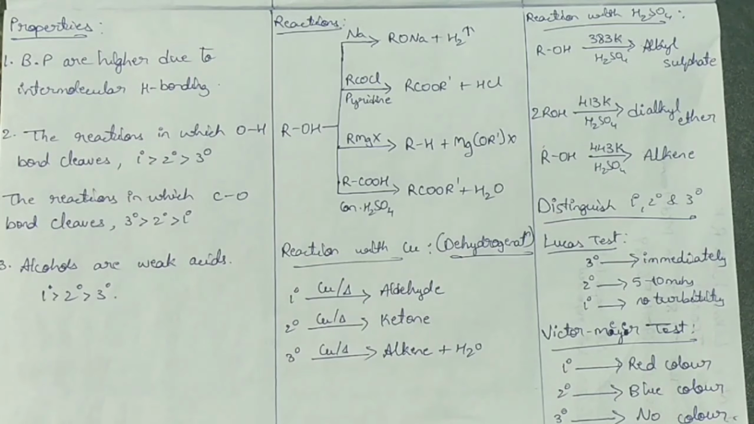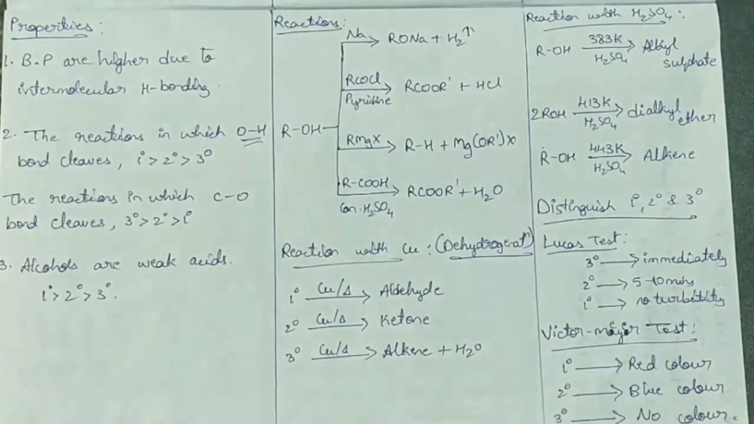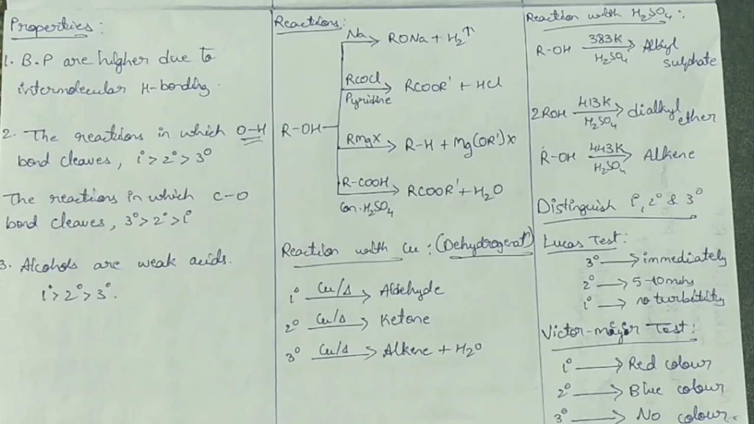Next we shall look into the properties of alcohol, where boiling points are higher due to the intermolecular hydrogen bonding in alcohols. A very important property, listen carefully: in reactions in which the OH bond cleaves, where the bond between O and H breaks, the order is primary greater than secondary greater than tertiary.